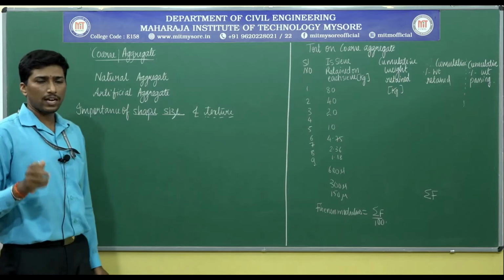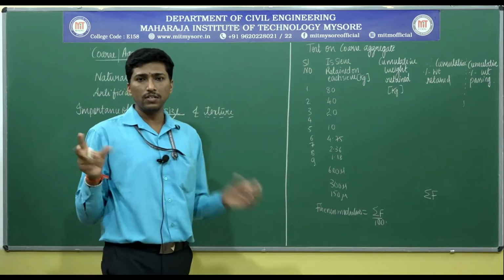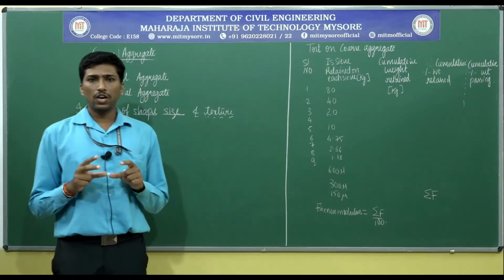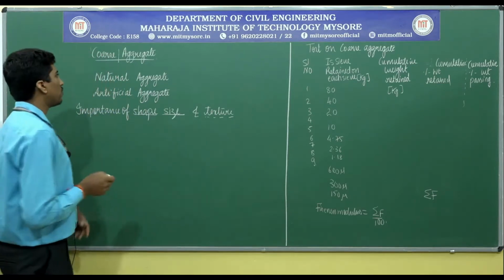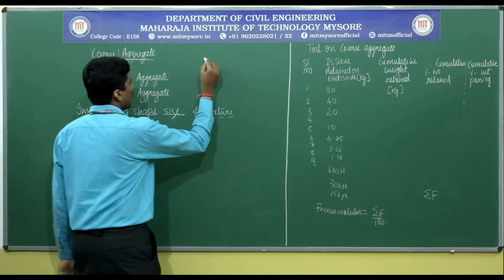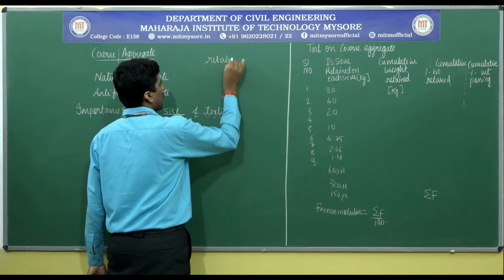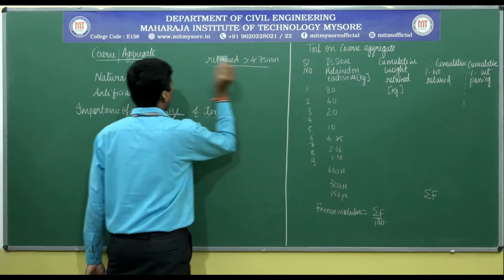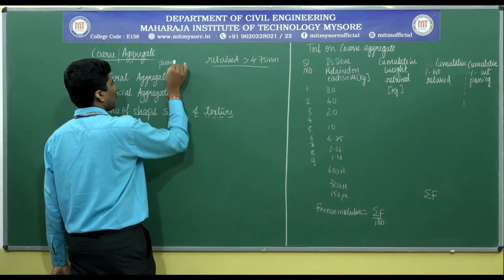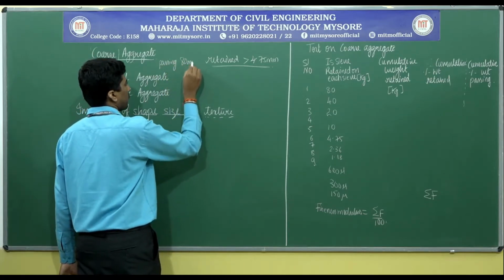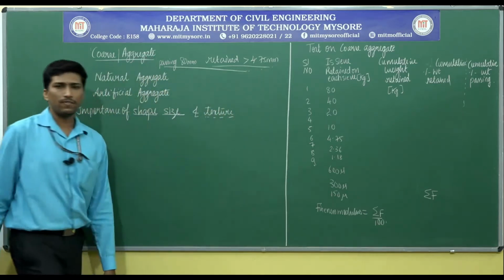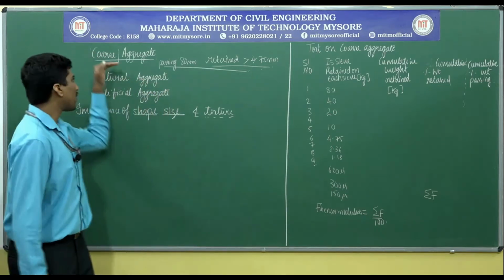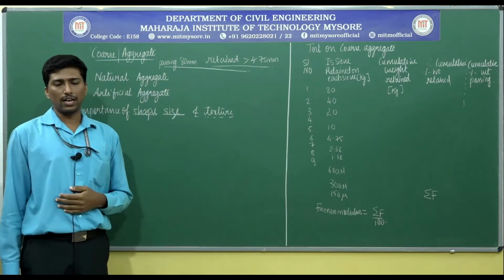What does the term coarse aggregate mean? As I told in the previous class, aggregate means the fragments that are larger in size and retained above the 4.75 mm sieve, passing through 80 mm and retained on 4.75 mm. That kind of material which falls under this category, we denote as coarse aggregate.